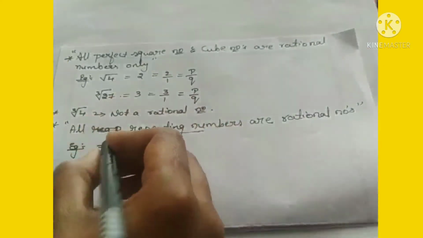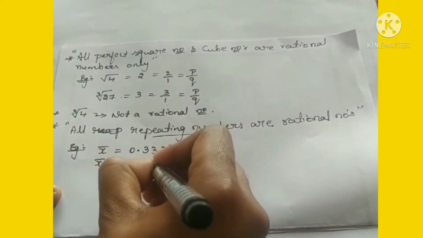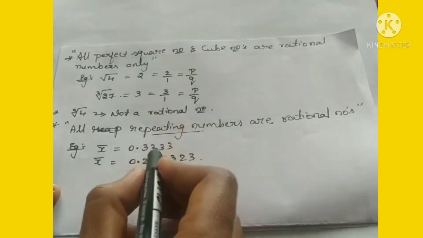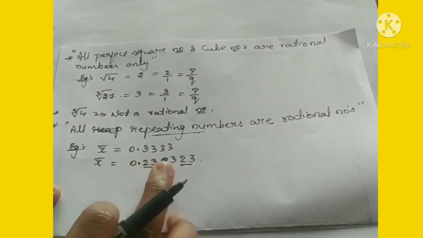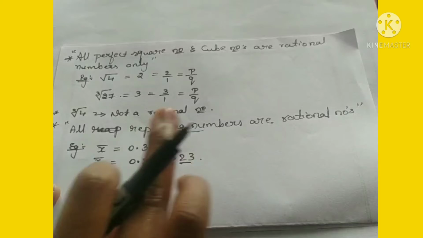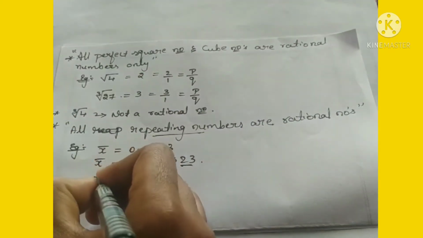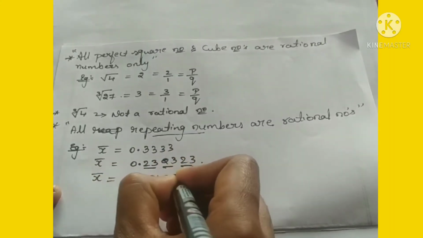I will give one more example for this. X bar is equal to 0.232323. Here a 2-digit block is repeating after the decimal point. So repeating numbers are called rational numbers. I will give one more example, that is 0.234234.